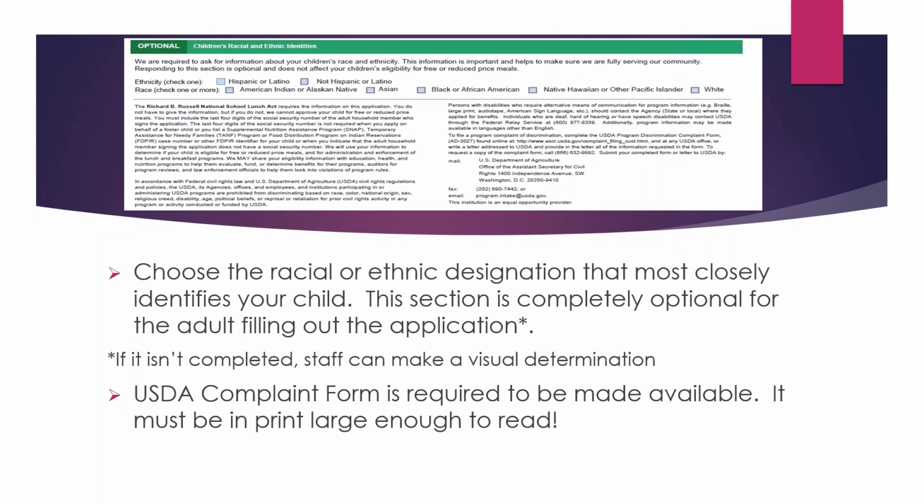Also posted here is the USDA complaint form. It is required to be made available, and it must be in print large enough to read. And so this would allow an applicant to go directly to the United States Department of Agriculture if they had a complaint about your program. All the information is available here for them, such as the mail address, fax number, phone number, and email.